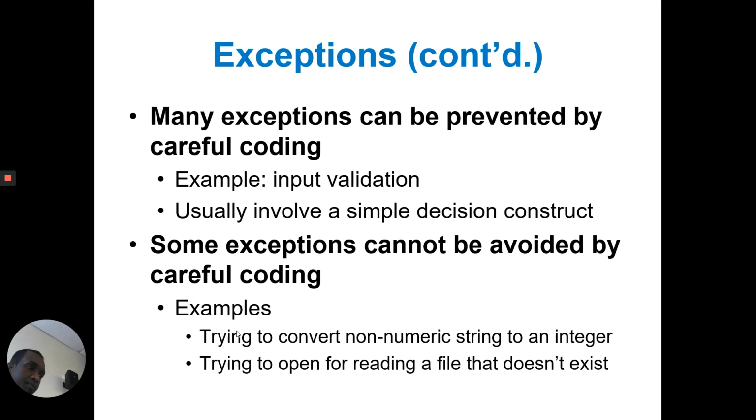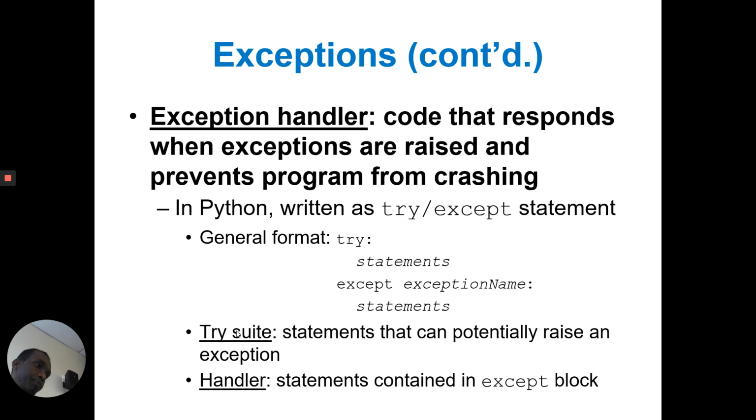Many exceptions can be prevented by careful coding. An example is input validation, which usually involves a simple decision construct. Some exceptions cannot be avoided by careful coding, and examples are trying to convert a non-numeric string to an integer, or trying to open for reading a file that does not exist. Maybe I'll show you that example there. And the exception handler is code that responds when exceptions are raised and prevents the program from crashing.